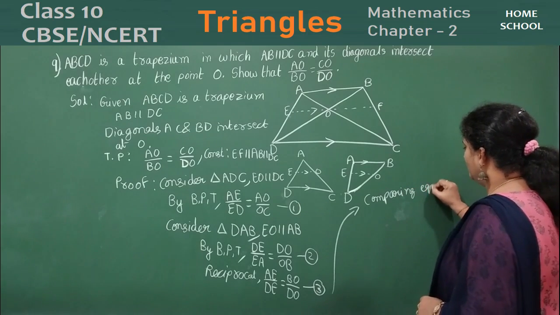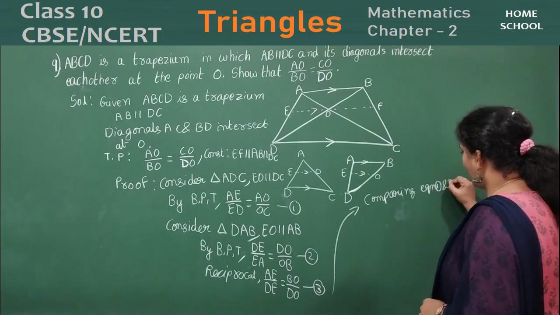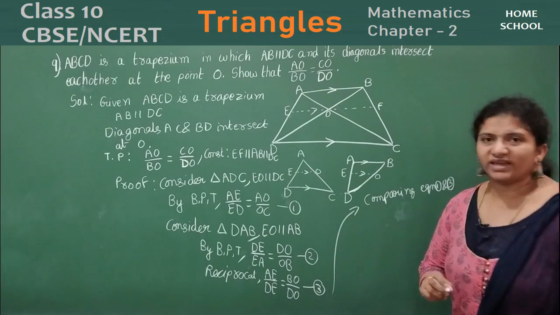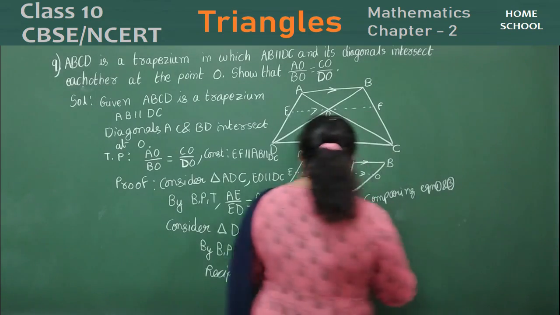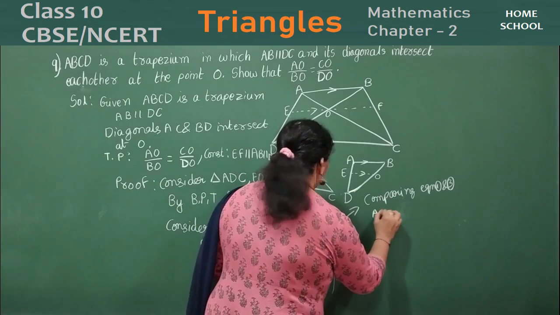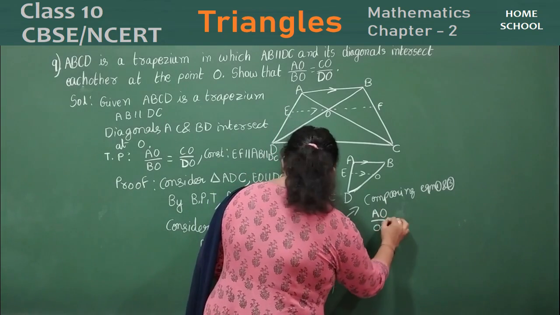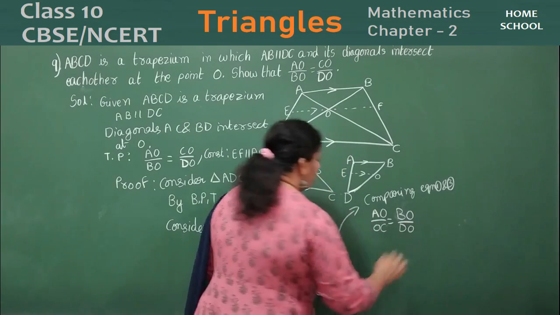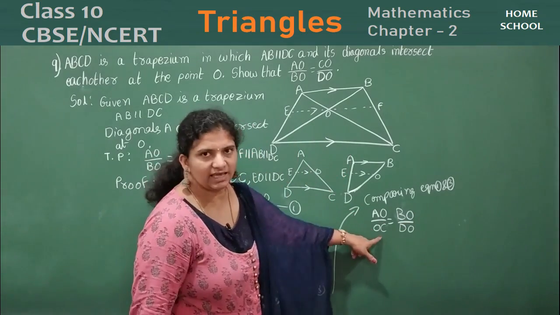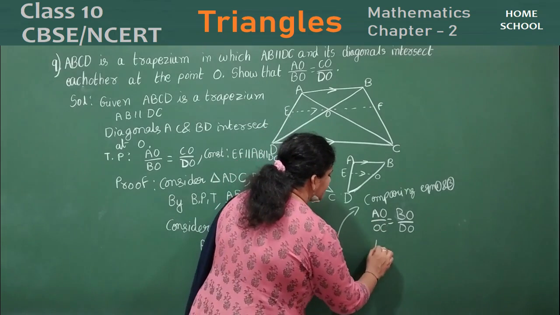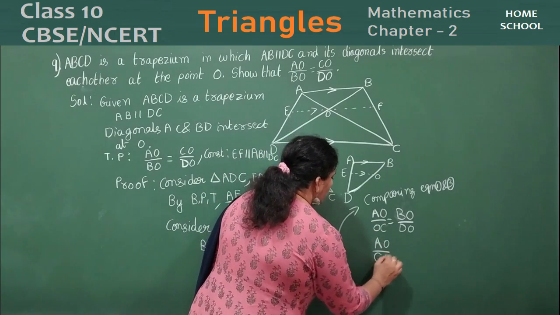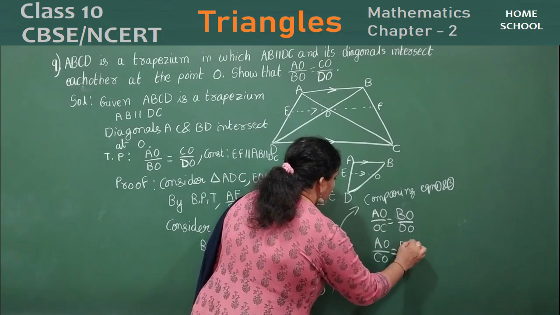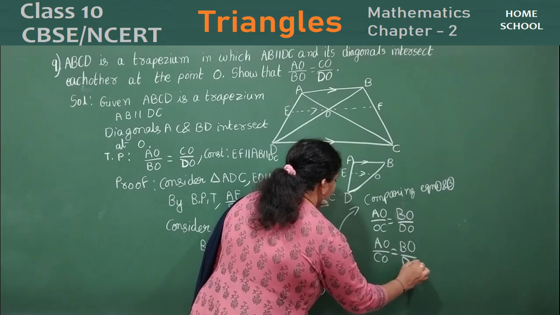Comparing equation 1 and 3. What are you going to write here? AO by OC is equal to BO by DO. So look here, children, OC there. If you want, you can rewrite this as CO. AO by CO is equal to BO by DO.